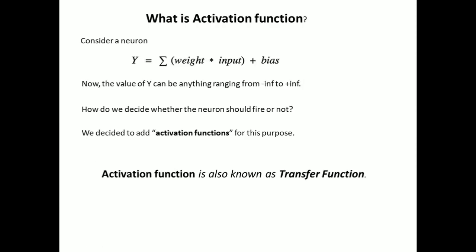Now let's go to the most important part of neural networks, which is the activation function. Let us consider a neuron, with the output represented by y. The output y can be represented as the sum of weight times input plus the bias. We have already discussed what bias is in the previous lecture. The value of y can range anywhere from minus infinity to plus infinity. So now the question is, how can we decide whether a particular neuron should fire or not? Activation functions are used to decide when a particular neuron is going to fire. The activation function is also known as the transfer function.